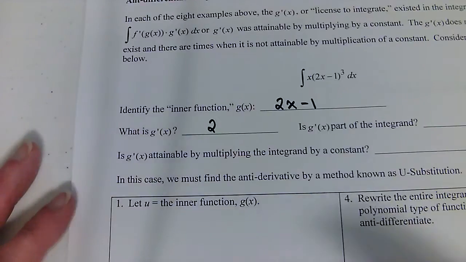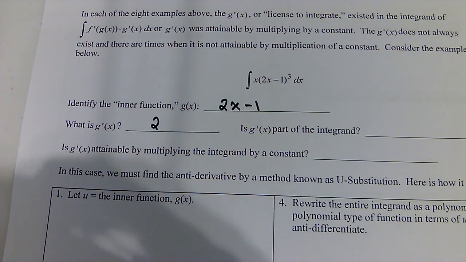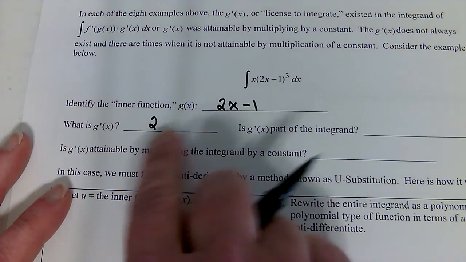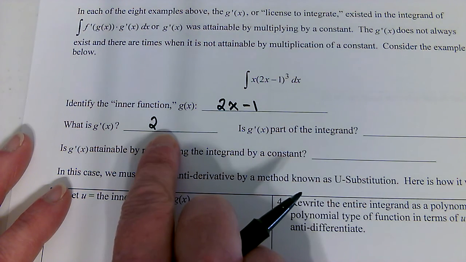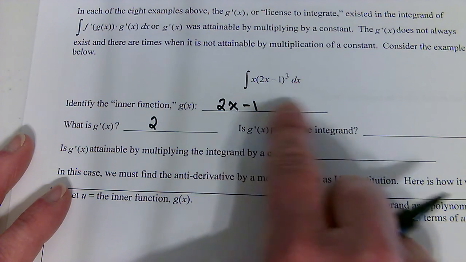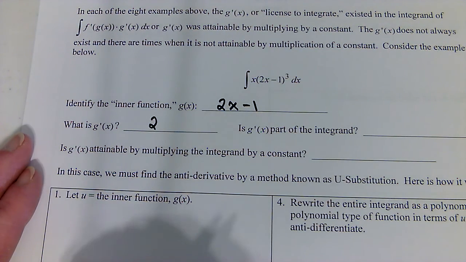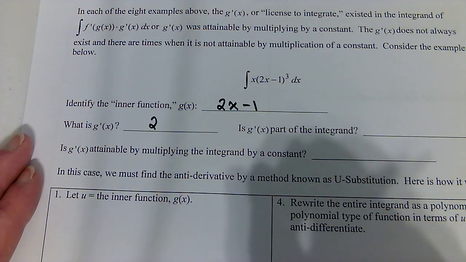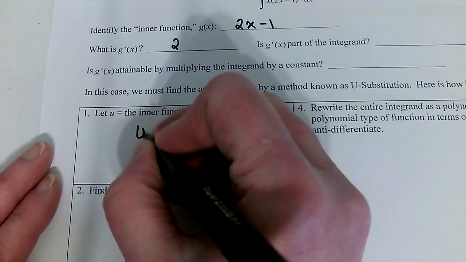Alright, I'm going to go back to 571. I apologize for that earlier. I realized that this one was a little bit harder, because when I looked at this one and we had the 2x minus 1, when we took the derivative of it, it was a 2, and there's no 2 anywhere in there. There's actually an x in there. So this one is really weird.